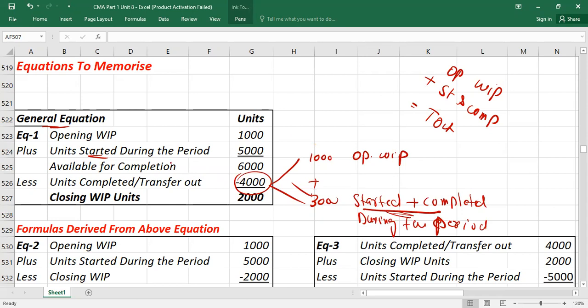If I'm asking another question, just asking. Otherwise, the questions are written. Don't worry. I'm asking another question. For example, I'm saying that transfer outs are given, opening work in process given. Can you tell me started and completed? How will you do? You will take unit transfer out minus beginning work in process. You will get started and completed. So see, like indirect way, I told you two-three equations, right or wrong. But now let's go through all equations.